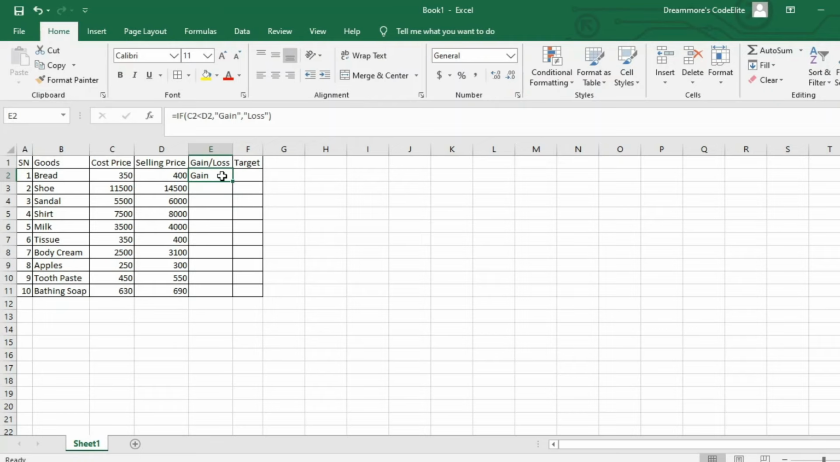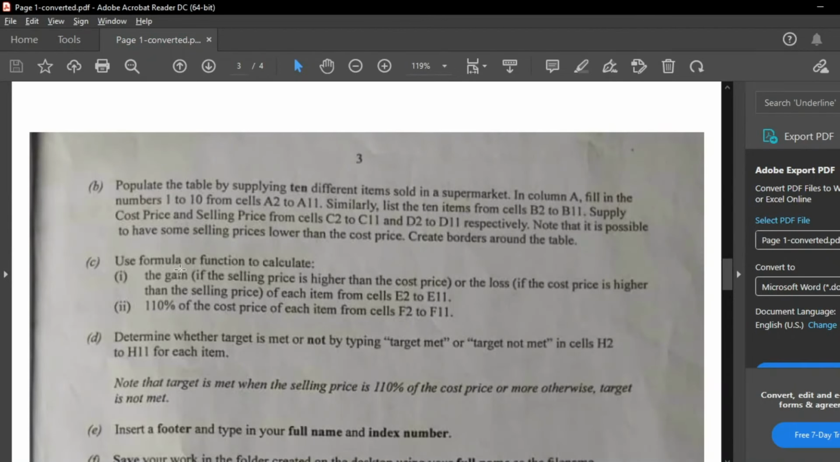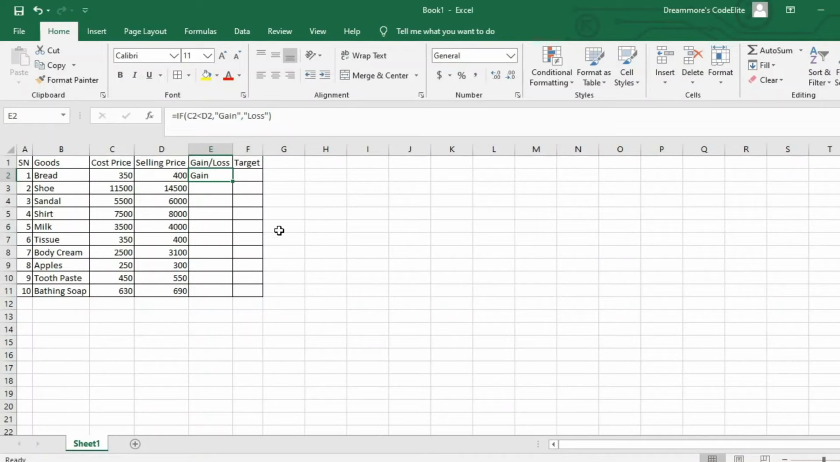Use the IF function. Remember, the question says it should be showing gain if the selling price is higher than the cost price, or the loss if the cost price is higher than the selling price. And then they want it from E2 all the way to E11. So I don't have to do this for all of them. I just have to replicate.